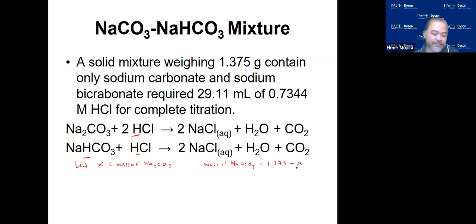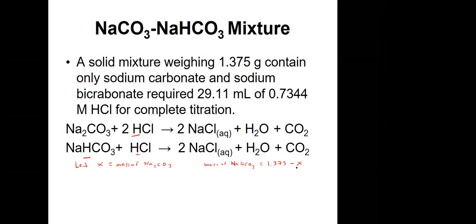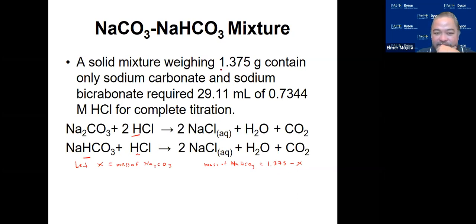Everyone got that? Anyone has a question why we set it this way? Because as it says there, it contains only sodium carbonate and sodium bicarbonate. So if X is the mass of sodium carbonate, then 1.375 minus X is the mass of the sodium bicarbonate. So what do we do next?